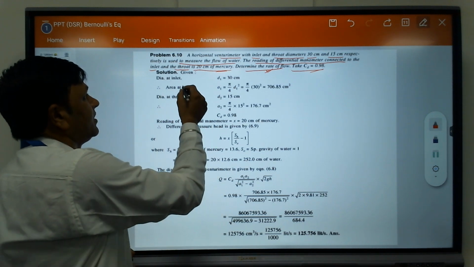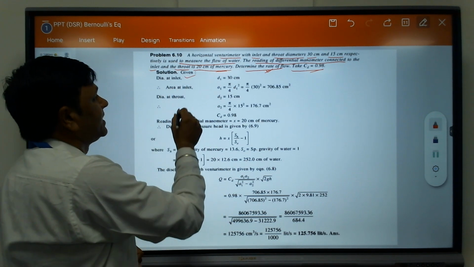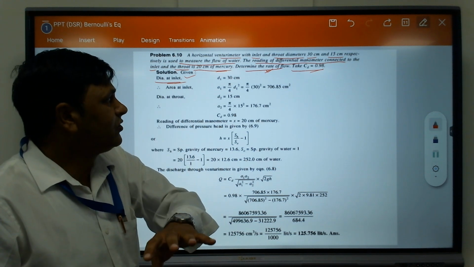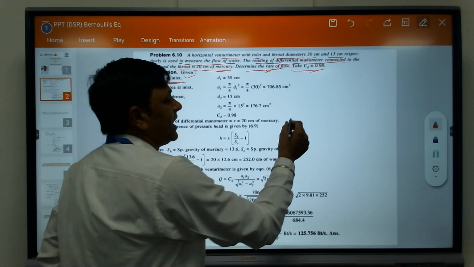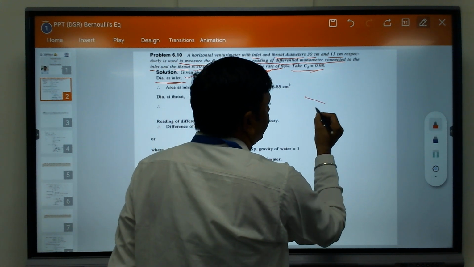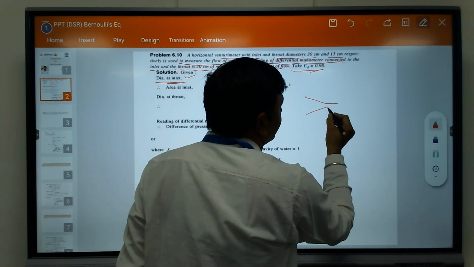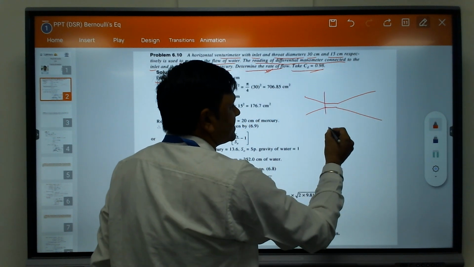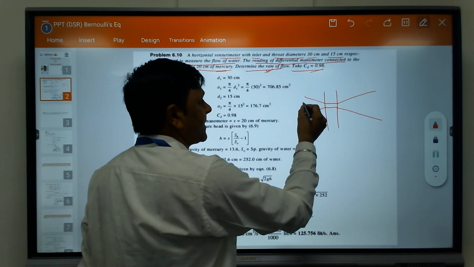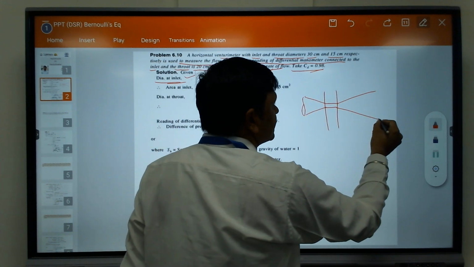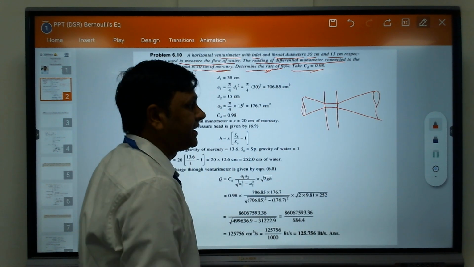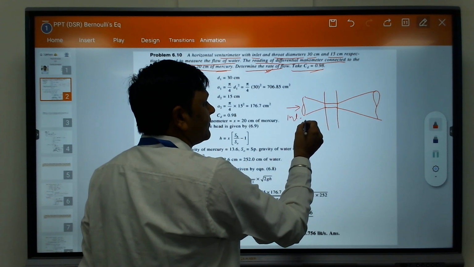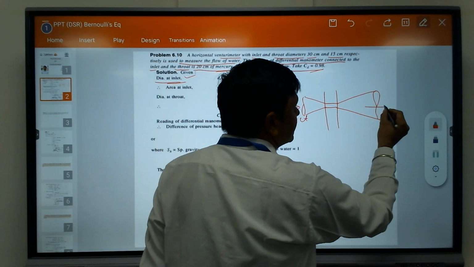First of all, we will write the given data. The diameter at the inlet section. You know about the Venturi meter. I am drawing the Venturi meter here. This is the Venturi meter. This is the inlet. This is the outlet.